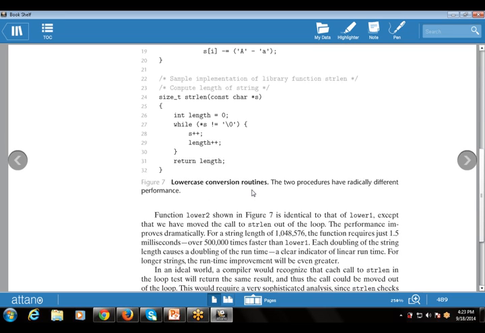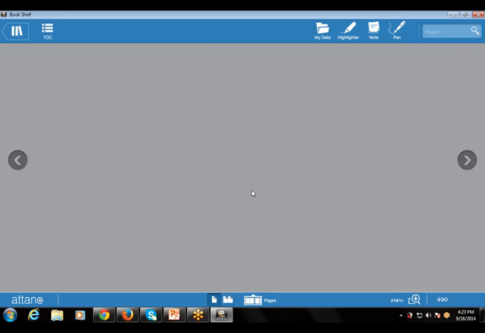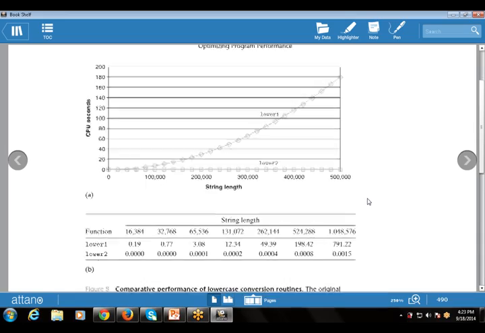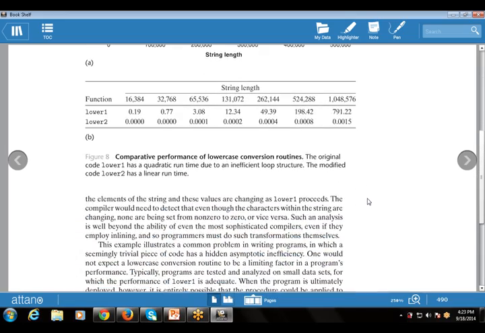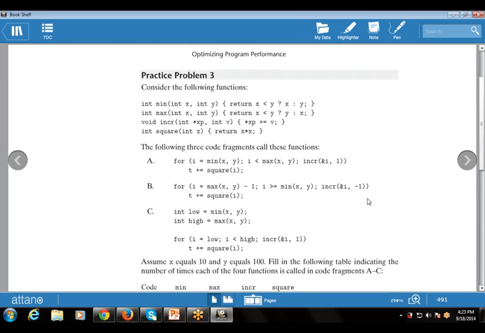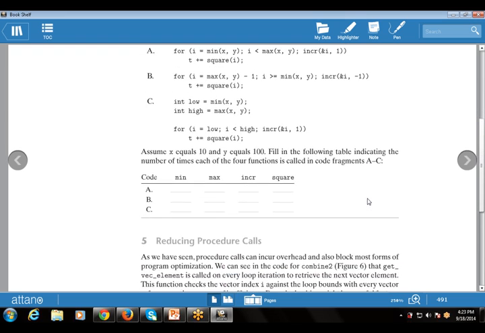These are the lowercase conversion routines which we discussed to increase the performance of the program. This is what we covered with the help of diagrams. We also discussed how to convert from lowercase to uppercase, or uppercase to lowercase. This is the practice problem.